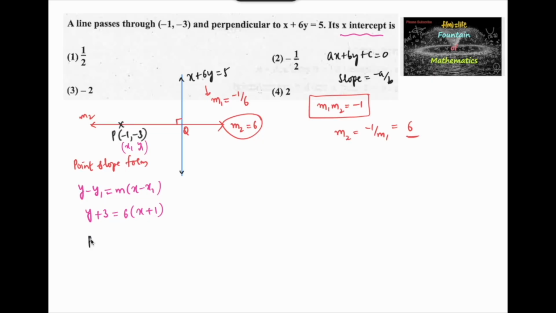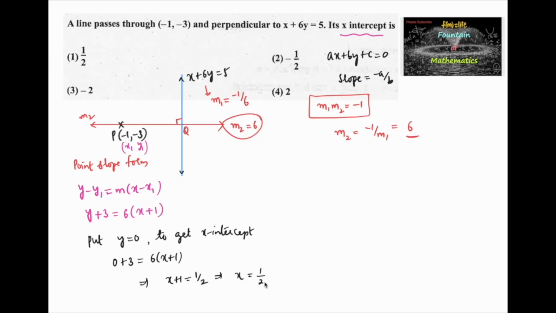Since we need the x-intercept, we need to put y = 0 to get the x-intercept, because we need a point on the x-axis. So we can write 0 + 3 = 6 times (x + 1), or we can write x + 1 = 3/6, that is 1/2. So x = 1/2 − 1, which is −1/2. Therefore the x-intercept is −1/2, which is our option 2, the second option.